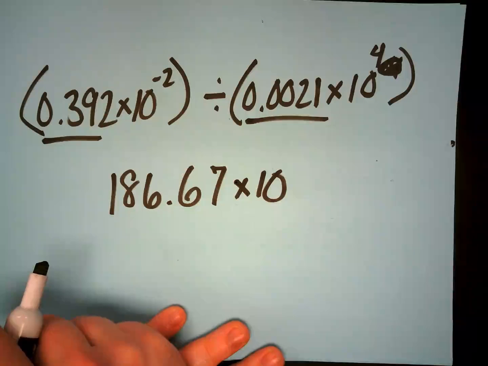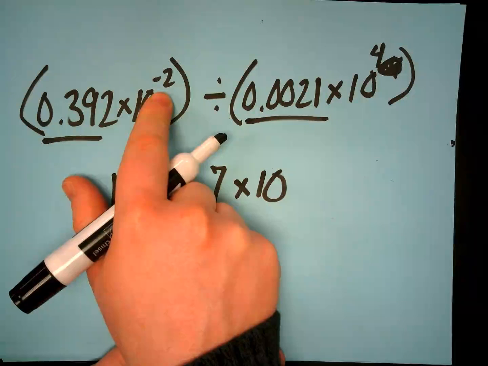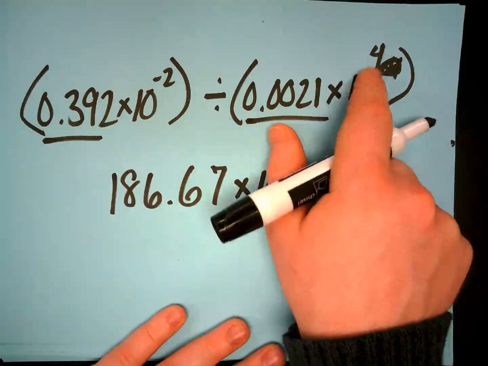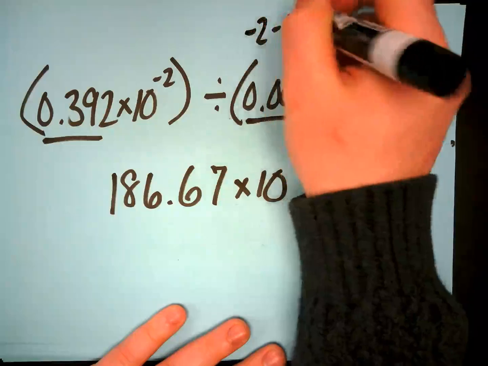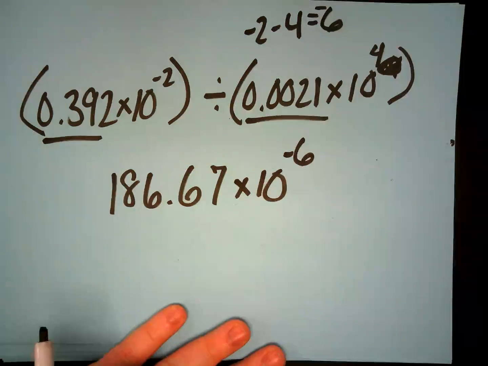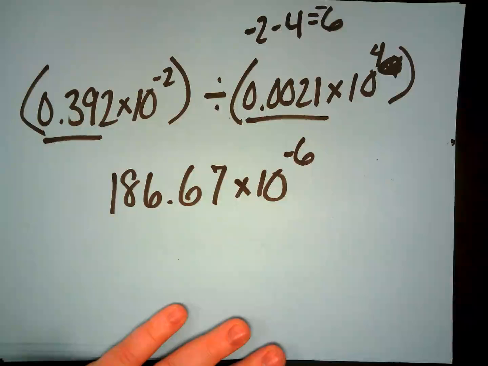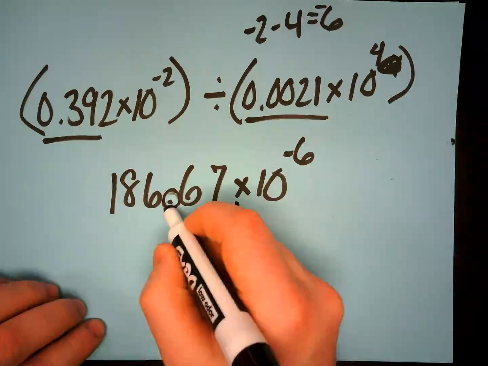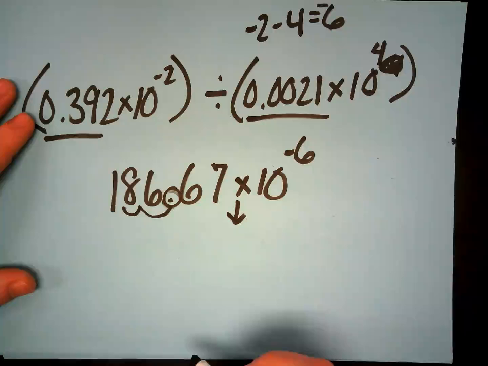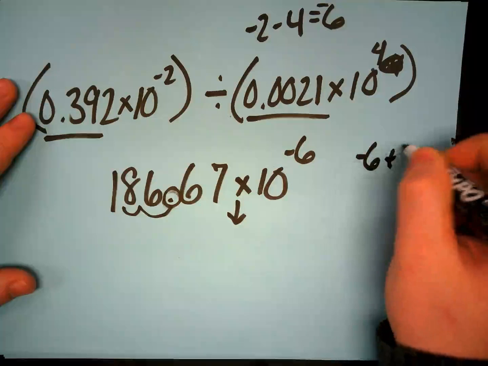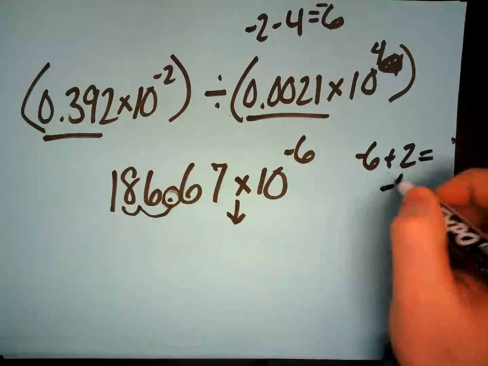So let's make this times 10. Go look at our exponents. Negative 2 divided by, or subtracting, or minus 4. So it's negative 2 minus 4. So that's going to be a negative 6. But we're not in complete and correct scientific notation. So we're going to put it in scientific notation. Got to move it 2 spaces to the left. When we move it left, we add. So it'll be negative 6 plus 2. And that's going to give us a negative 4.